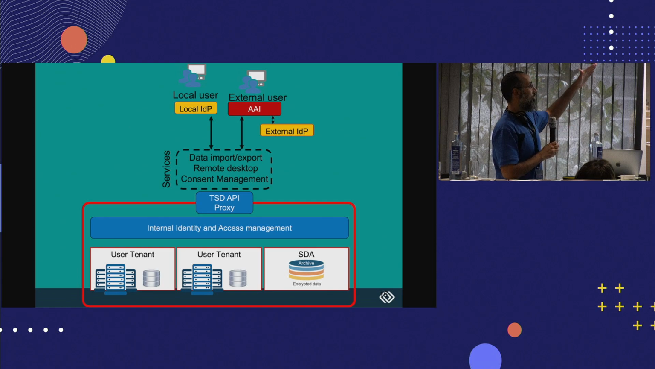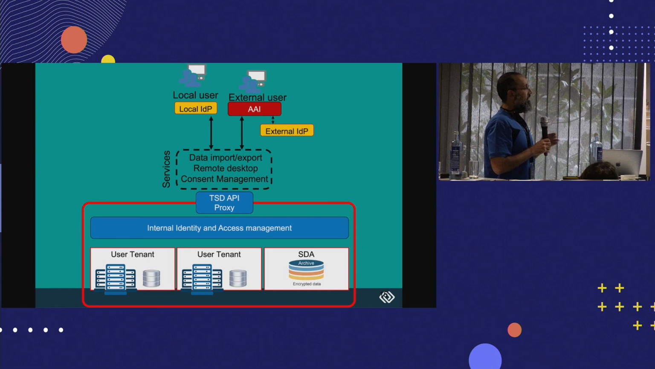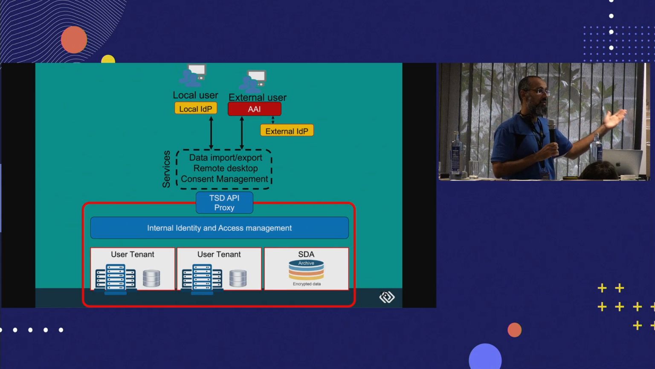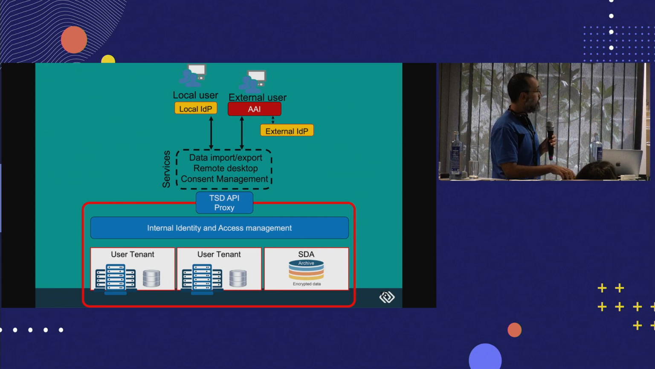So you have the local users with the local IDPs, external users, for example, with the Life Science AAI, that can log in also with the external IDP. And there is a collection of services for data import, remote desktop, consent. All of them are based on the TSD API. And then you have the proxy, and you have internal identity and access management. And inside the firewall, you can have multiple user tenants. Different research groups can have their own tenant inside the TSD, including the storage, the HTTP resources, and you can have also a sensitive data archive.